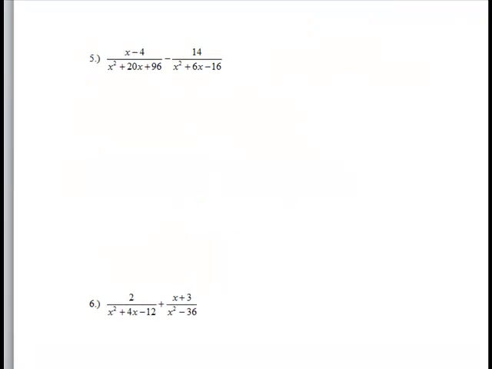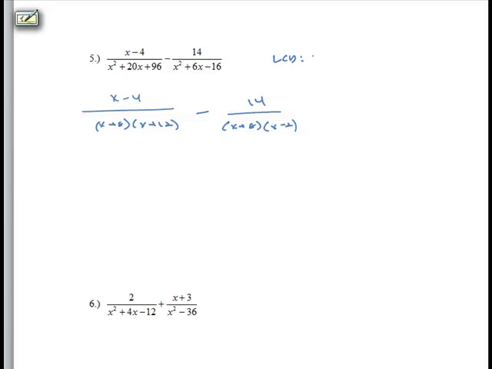Example 5. Subtracting two rationals, different denominators, so begin by factoring. That first denominator factors into x plus 8 times x plus 12. The second denominator factors into x plus 8, x minus 2. So the LCD, the x plus 8, the x plus 12 from the first denominator, and also the x minus 2, the only factor from the second denominator that we have not used yet.